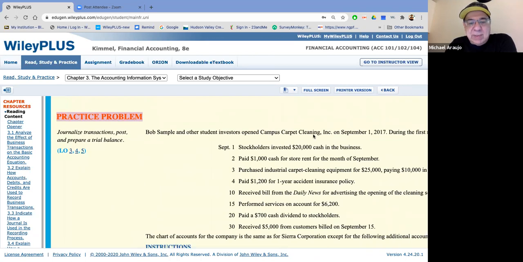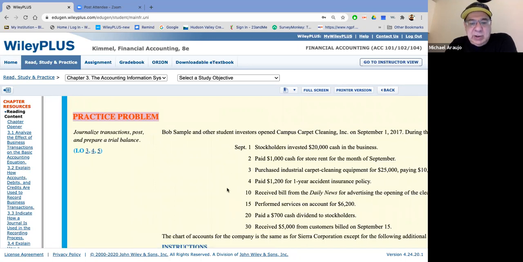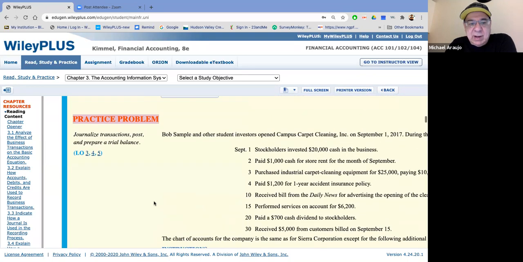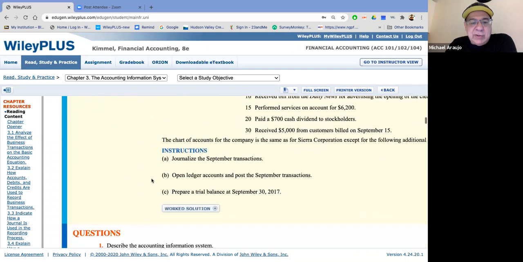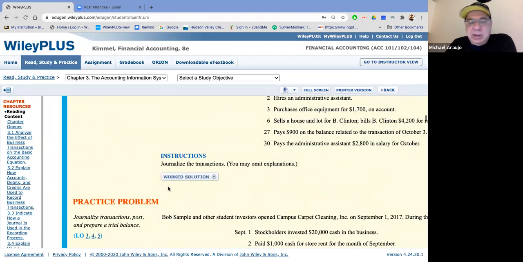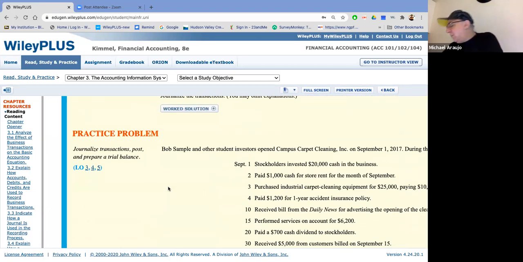So this is for campus cleaning, campus carpet cleaning. You have transactions to journal. You have a ledger to put together, and you have a trial balance to put together. And this is, again, really good for study because the solution is provided for you. So if you can follow this, it should help you a great deal. So if you have your book and you want to say, okay, well, I don't want to go into Wiley, but I do want to know where it is in the book, it's on page 127. So page 127 has this practice problem in it that you're going to be doing, journalizing, posting, and doing the trial balance. Okay. So I highly recommend it.